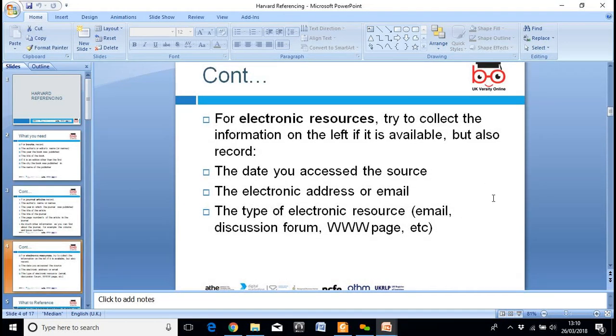For electronic sources or websites, try to collect information on the author if it's available, but also record the date you accessed the source, the electronic address or email, and the type of resource, whether it's an email, a discussion forum, or a web page.